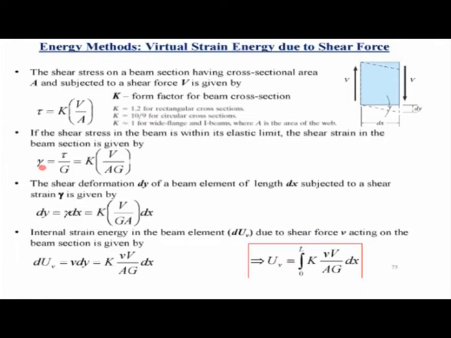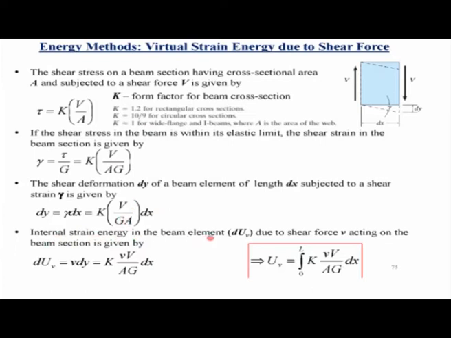So that is the shear stress. Now the shear strain of the beam is given by tau over G, where G is the shear modulus. If you replace tau by KV over A, the shear strain is given by KV over AG. Now the shear strain is given by this deformation, the shear deformation, that is delta y over the length of that small element dx. So dy, the vertical deflection due to the shear deformation of the beam element of length dx subjected to a shear strain gamma, is given by gamma dx. Now gamma is KV by AG, so you put that here, so it is KV by AG dx.